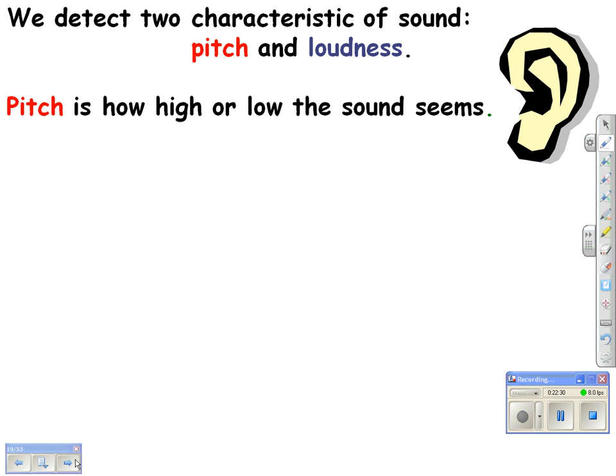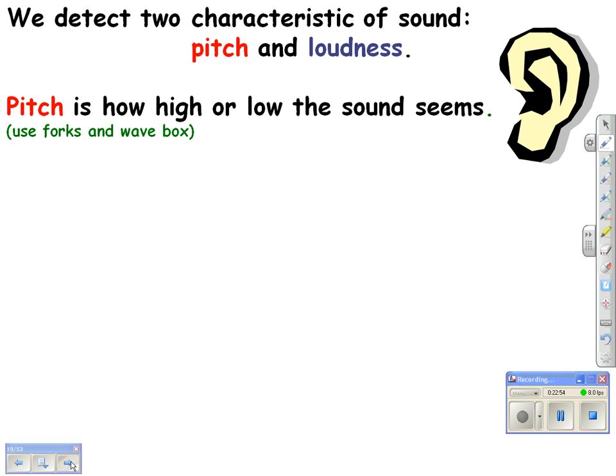We detect 2 characteristics about sound, pitch and loudness. Pitch is how high or low sound seems. These would be new definition terms that you're going to need to write down because, again, this test will be largely vocabulary. Pitch is how you hear somebody's voice. Some people's voices are high and squeaky, they have those real high-pitched voices, and some people have those real low-pitched voices.